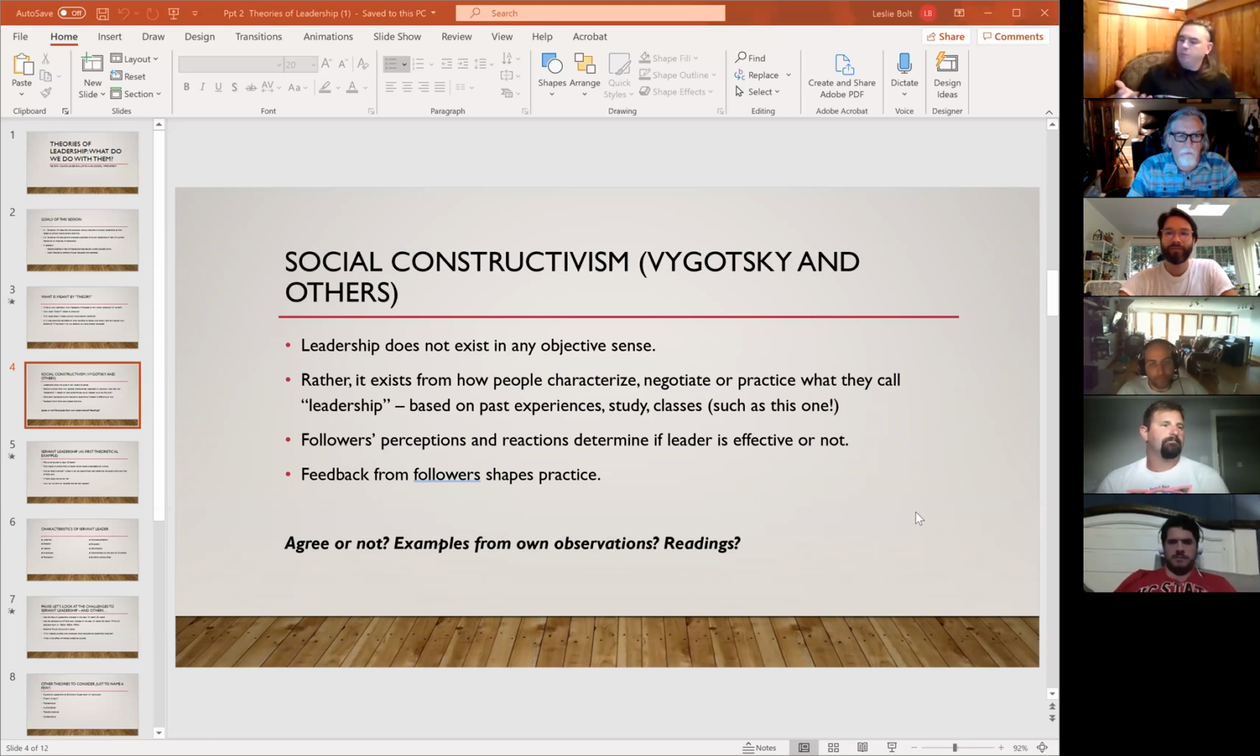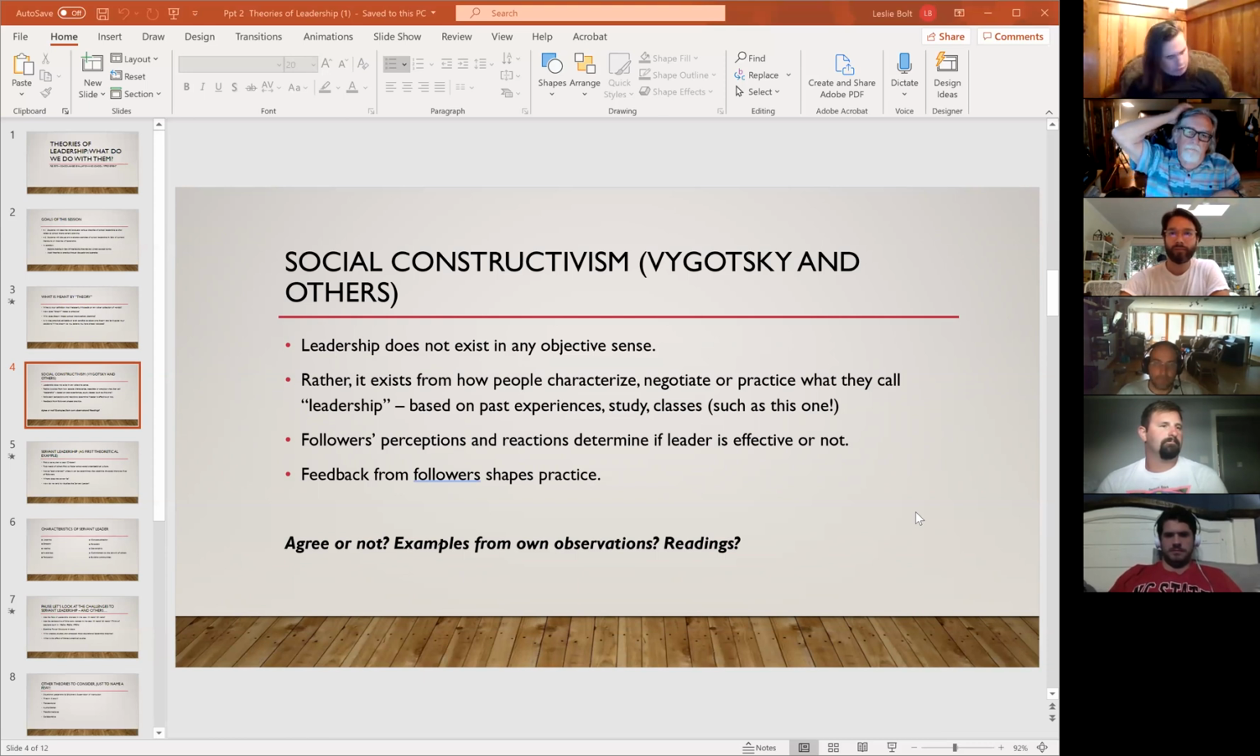In that, leadership is not an objective thing. It's not a point scale thing. It's not something you can check off on a checklist. It is about negotiating. It is about calling into practice prior experiences, research that you've read, literature, things you learn at conferences, all that sort of stuff. And the way we think about leadership is that the perceptions of the people the leader is leading really determine if the leader is effective or not.